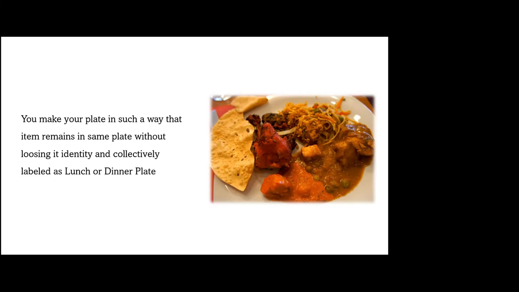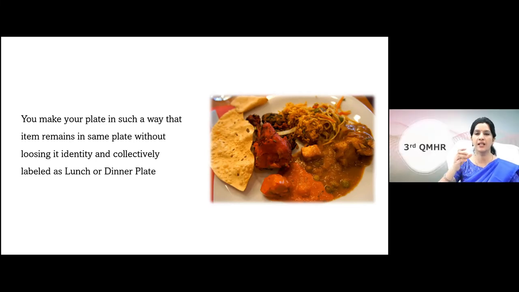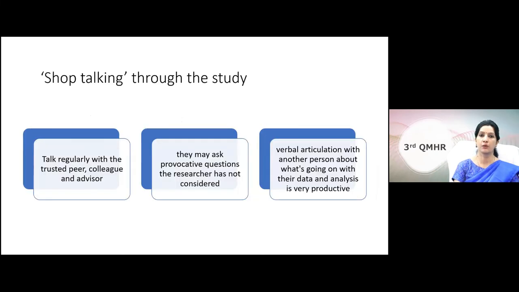Okay, it is not exactly mixed also. The border is merged, but in spite of that, you can make out the clear items. We are not naming the items, but you can see there are five or six items, without losing their identity, because it is not mixed. They are in the plate without losing their identity, and that's how we call it a lunch or a dinner plate. So this is something like you merge codes to make a category.